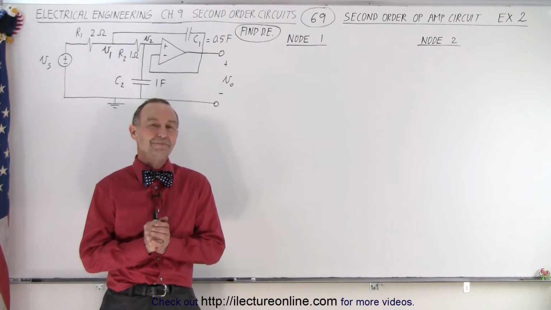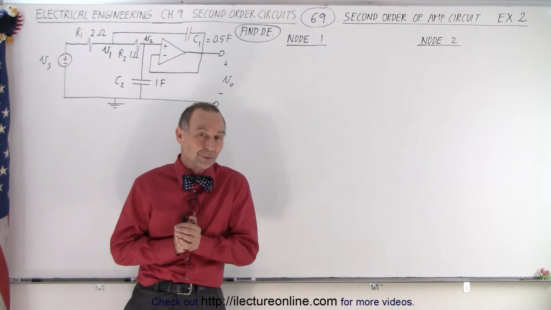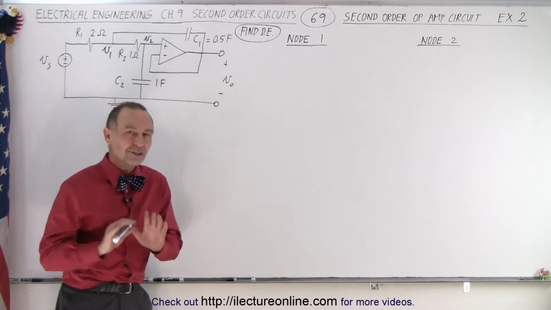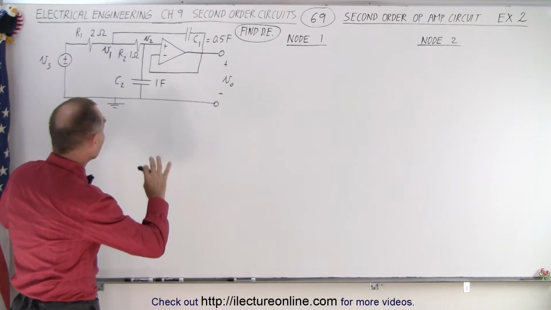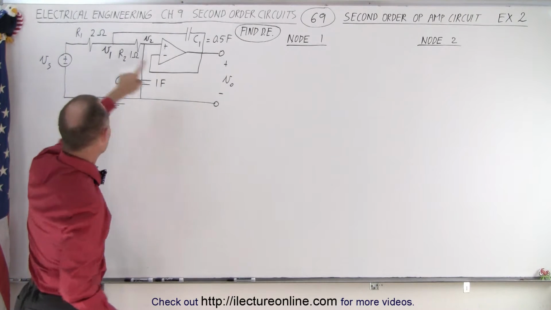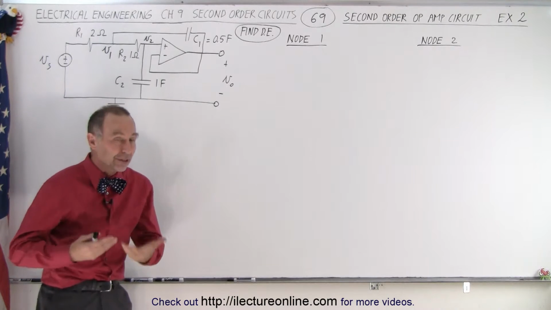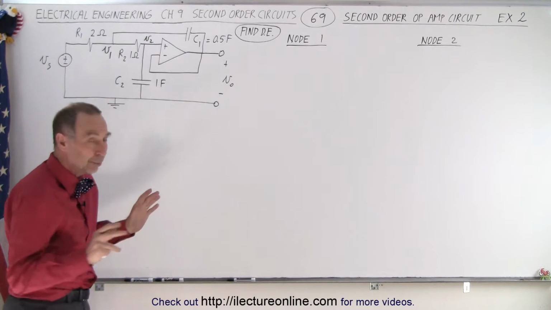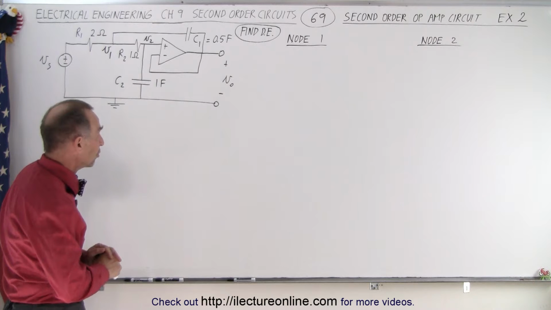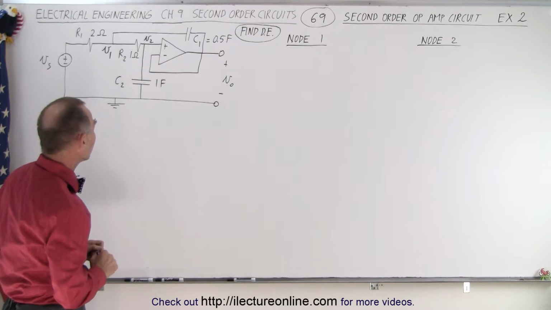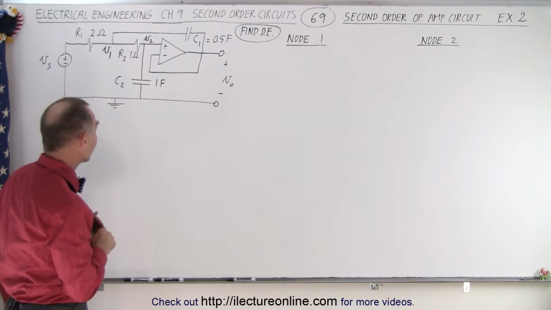Welcome to our lecture online, and here's yet another example with an operational amplifier. And again, we're trying to find just the differential equation describing the output voltage relative to the source voltage. So we want an equation that describes the output voltage as a function of time, but we just want to come up with a differential equation. We don't need to solve it. The whole idea is, how do we do that in an operational amplifier circuit like this?